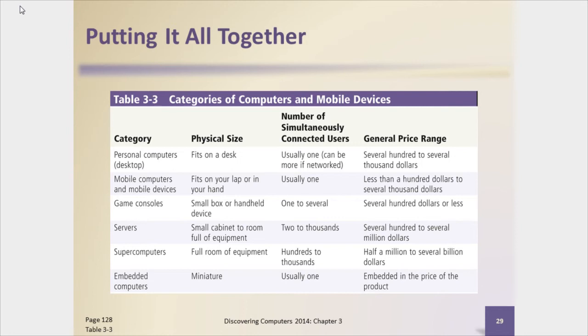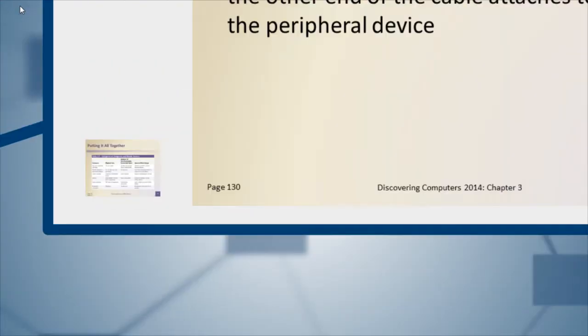Number of simultaneously connected users. A personal computer is really designed to be used by one. But if we're talking about a server, if we're talking about mainframes, for example, we expect those devices to be able to handle a lot more users. But we also expect those costs, the general price range of those devices, to be significantly higher as well. So those are just some general categories with which to compare the different categories of computers that we've discussed.